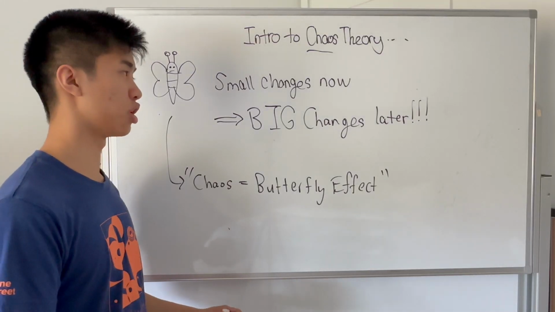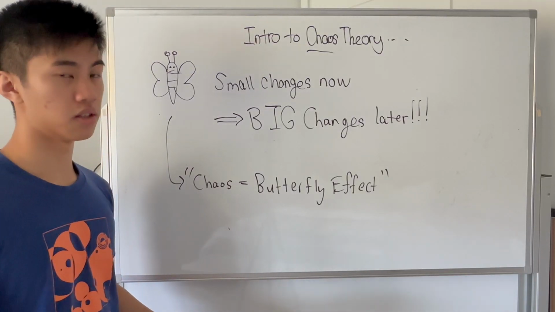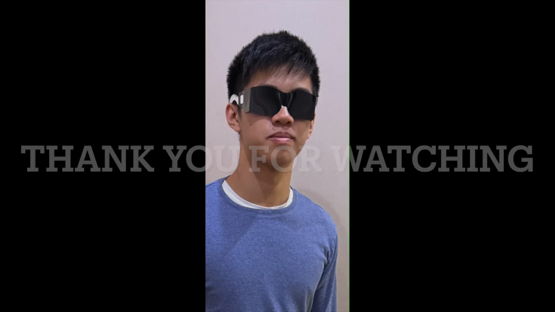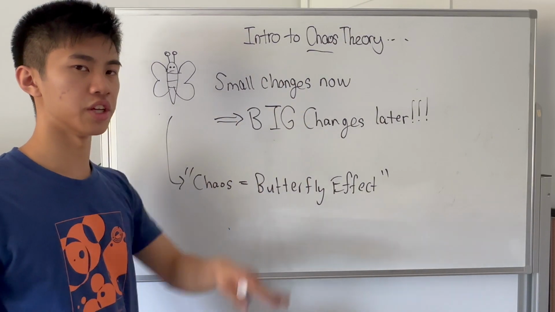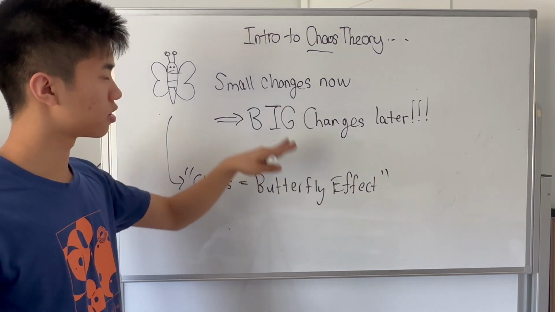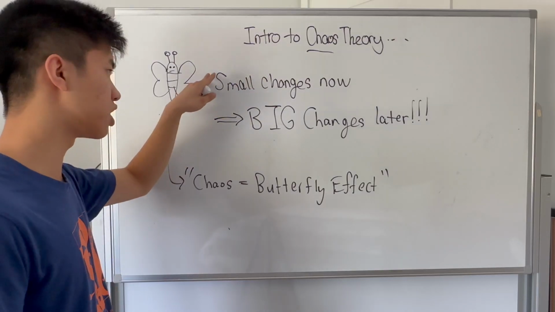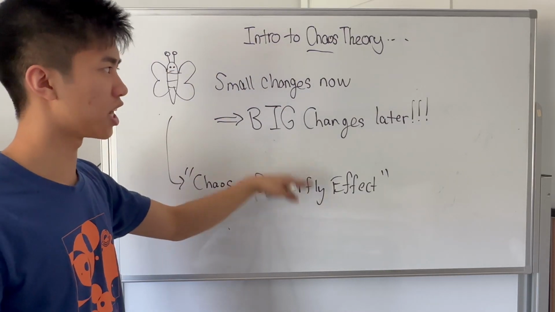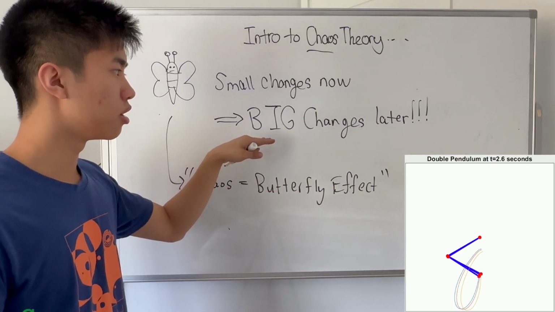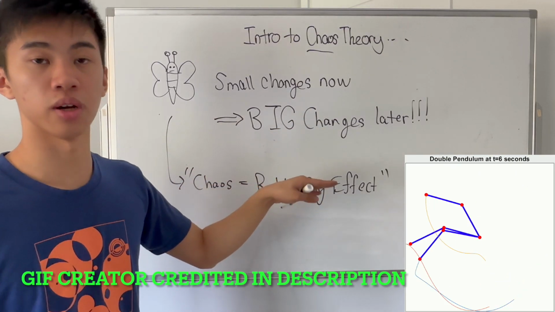Anyway, so what is chaos theory about? Well, it's about chaos. Chaos theory is about chaos, which is synonymous with the butterfly effect. So, no, we're not studying insects. The butterfly effect is the idea that small differences in the starting point can lead to drastically different outcomes later on.